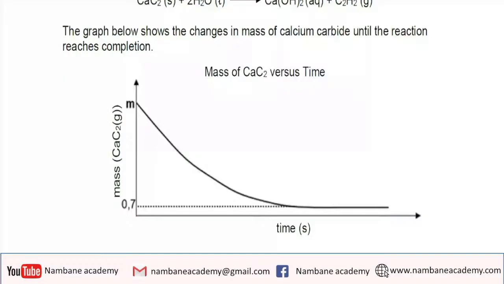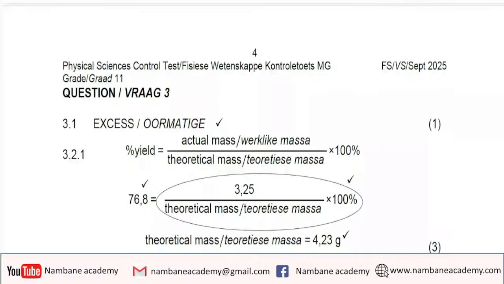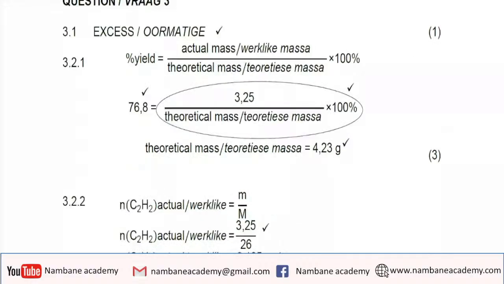And then 3.1 asks: is calcium carbide a limiting or excess reactant, for 1 mark. According to the MEMO, it is an excess. Of course, because the graph does not touch the x-axis, the time axis, the horizontal axis, indeed this calcium carbide is an excess reagent.